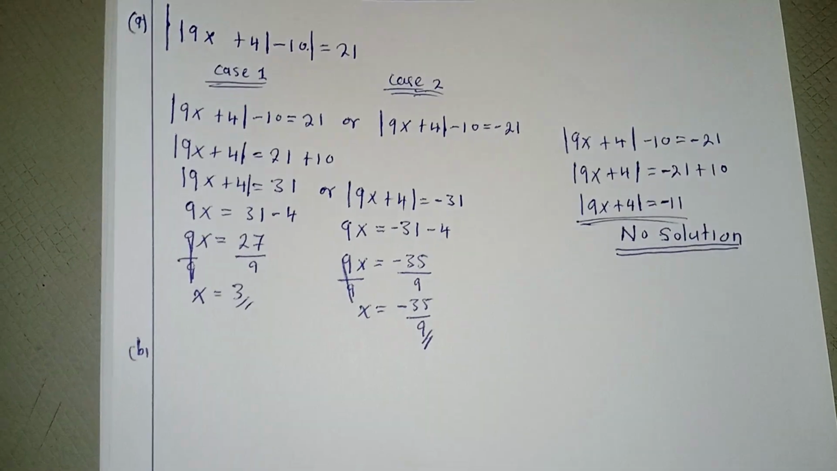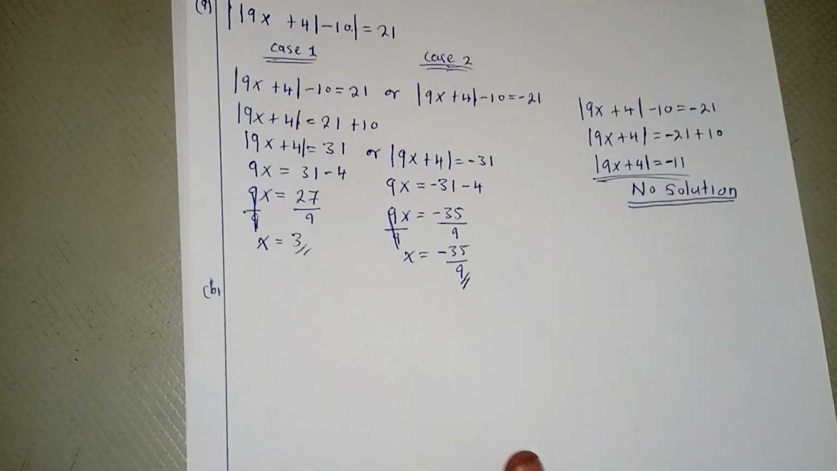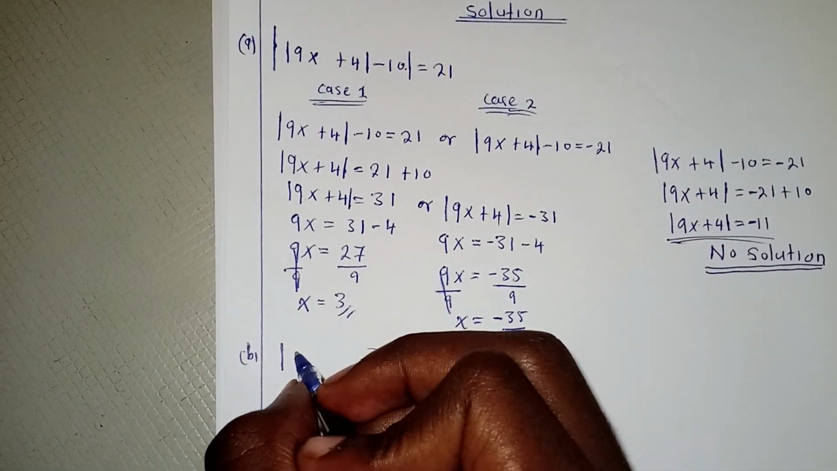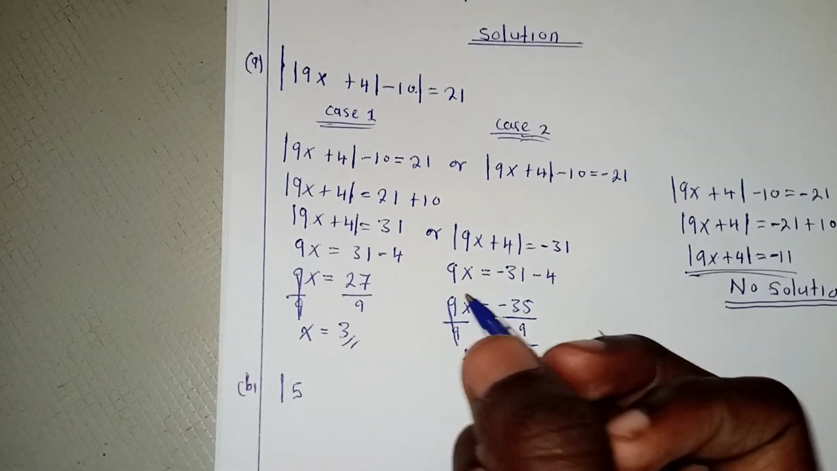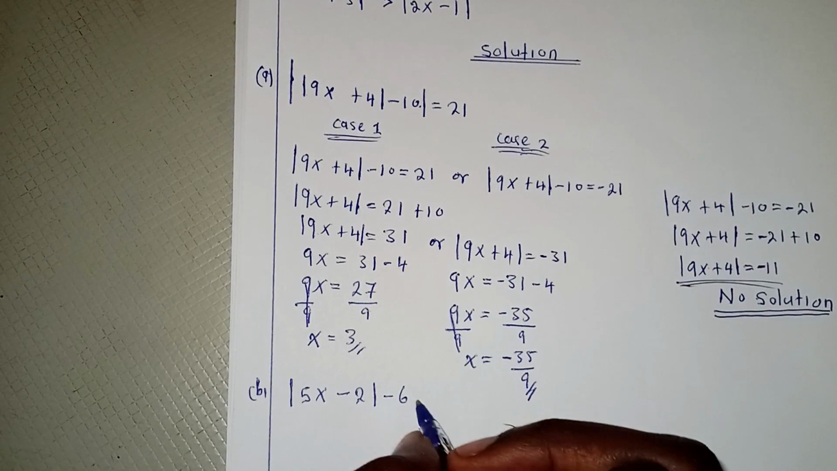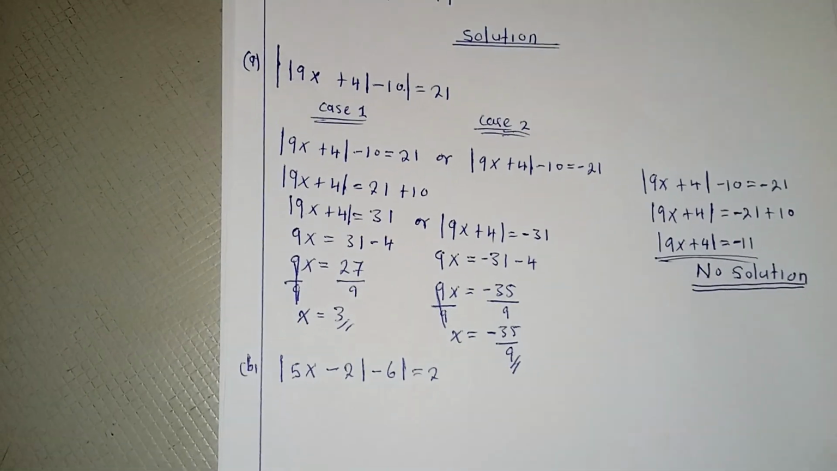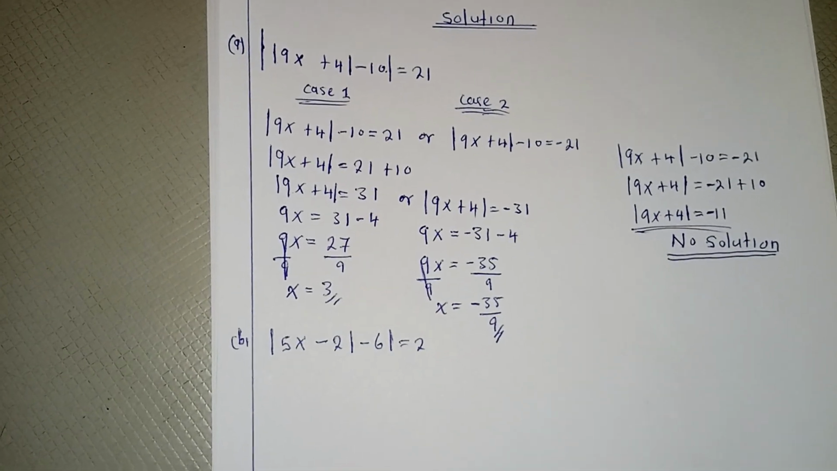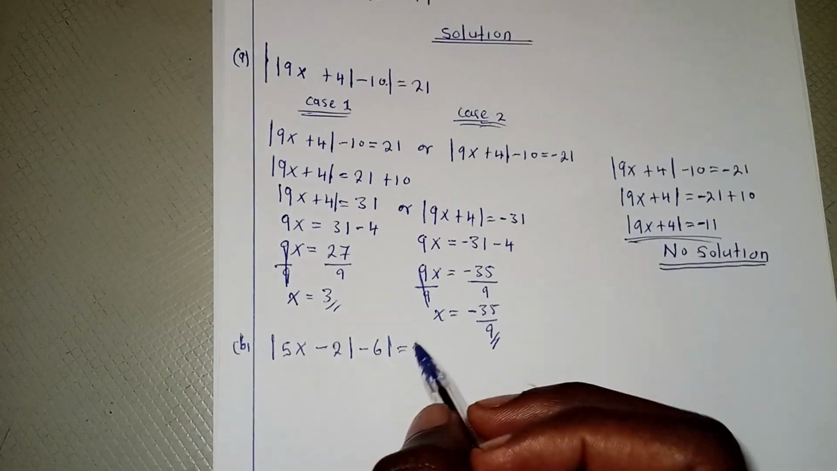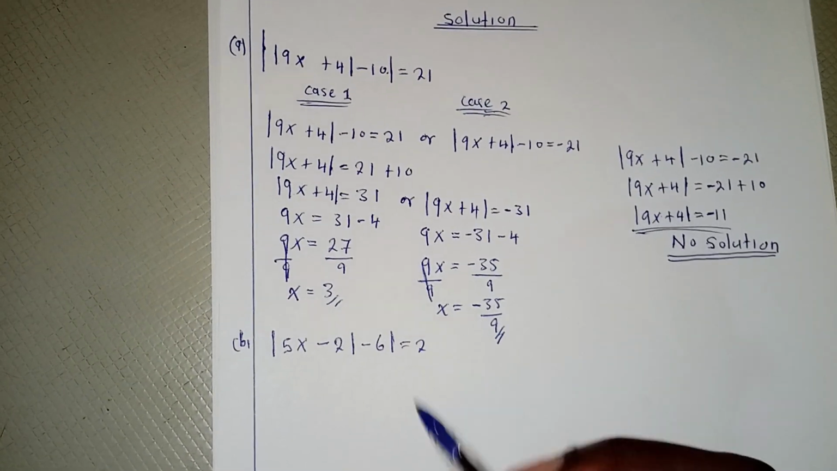For the second question, they are simply saying the absolute value of 5x minus 2, minus 6, equal to 2, like this. Then they are saying we solve. The same concept applies. We come up with two cases.